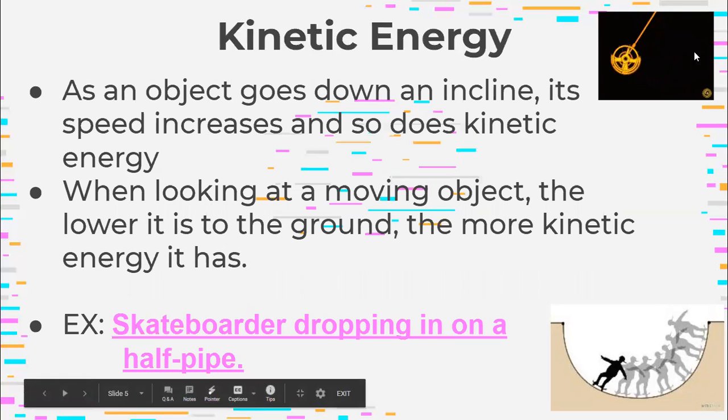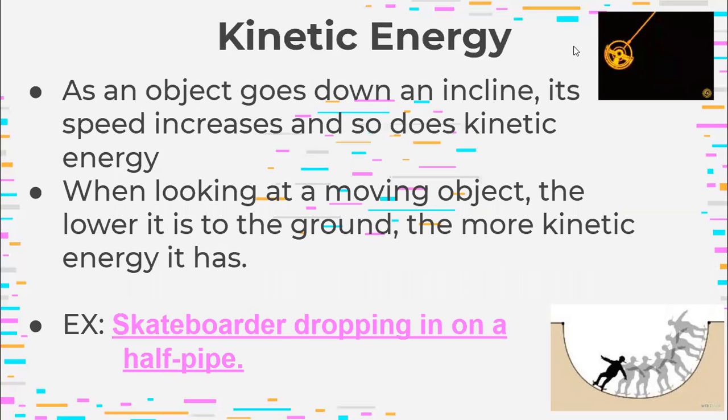It's moving. If it's moving, that is kinetic energy. As an object goes down an incline, that means down a ramp, its speed increases, and so does its kinetic energy. When looking at a moving object, the lower it is to the ground, the more kinetic energy it has.